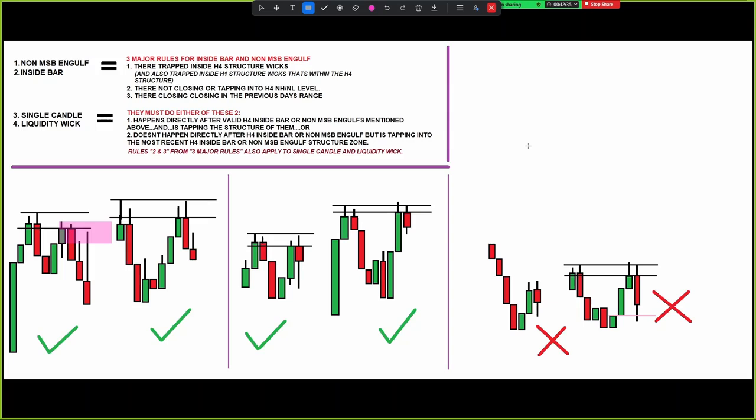This is the core rules of being able to know when to trade in the same direction as a previous H4 candle. I only want you to focus on these closures: non-MSB engulf, inside bar, single candle and liquidity wick. These are the most powerful and most simple when it comes to predicting which way price is going to go. Now let's go look at some examples on the charts.